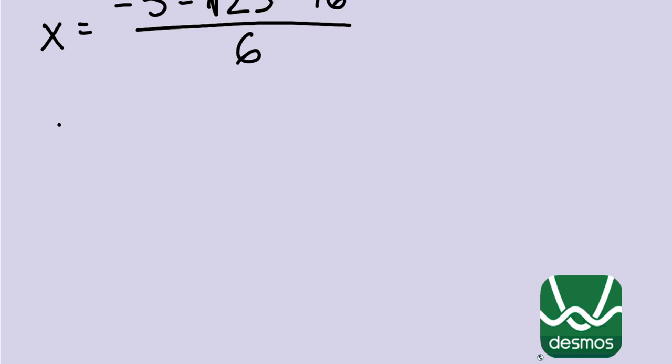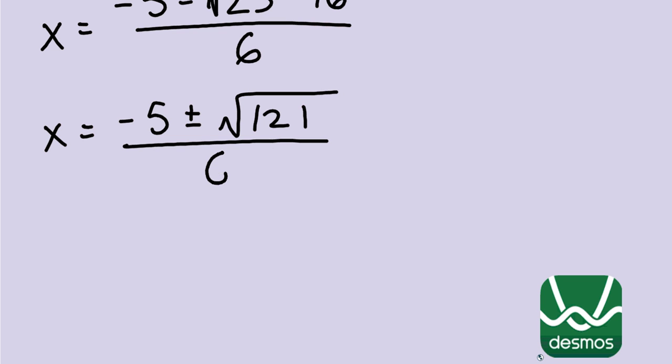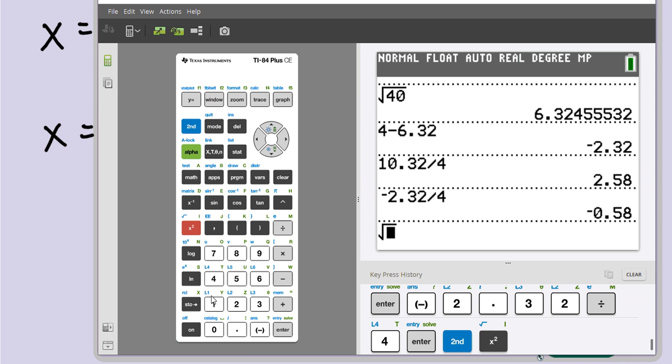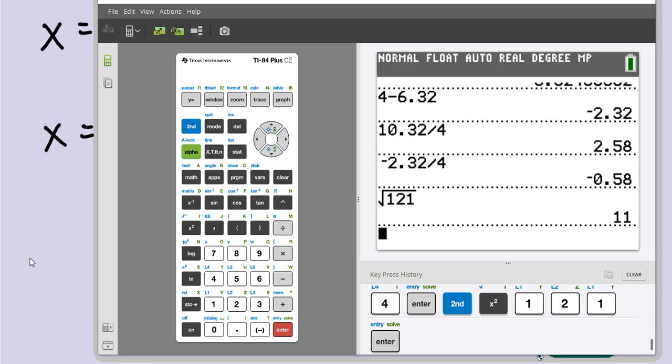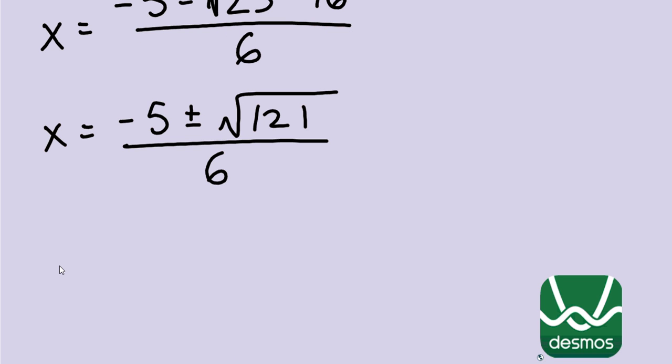25 plus 96, that's going to be 121, so plus or minus square root 121, all divided by 6. 121 is a perfect square, so the square root will be an integer. It's actually 11. You can type it in your calculator: square root 121, and see, it's 11. So I'm going to get x equals negative 5 plus or minus 11 over 6. Now I need to split it into my two answers.